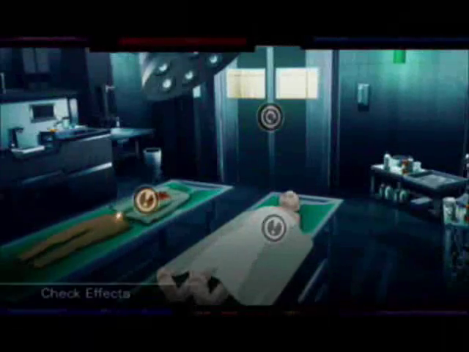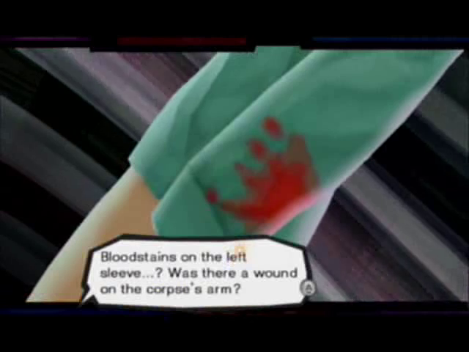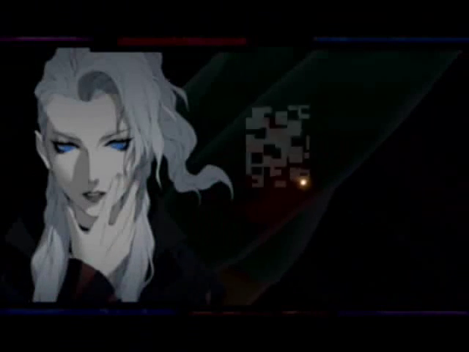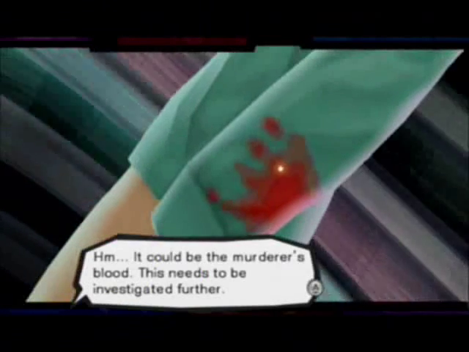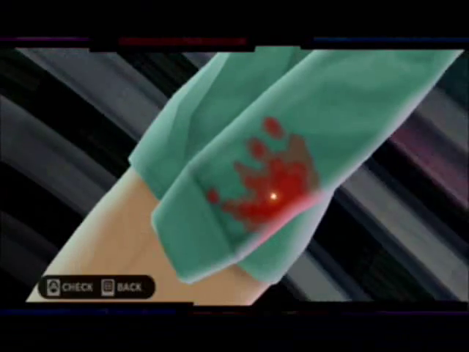Now we've got one more thing to check here, and that's her clothes. What do we have here? Bloodstains on the left sleeve. Was there a wound on the corpse's arm? I don't think there was. It could be the murderer's blood. This needs to be investigated further.